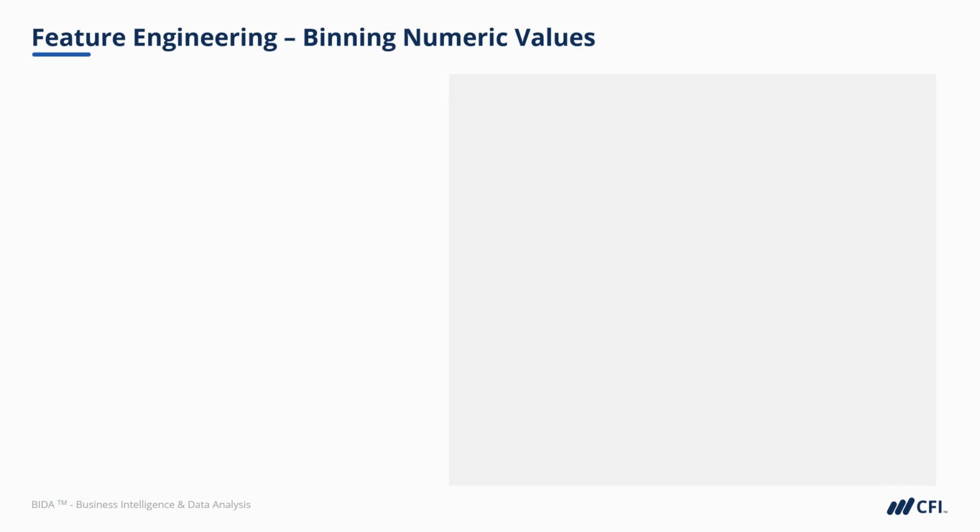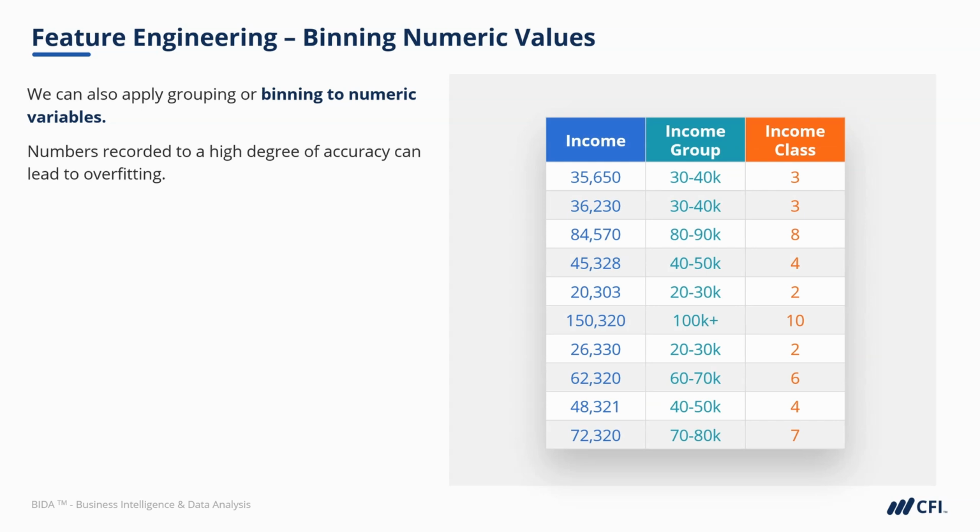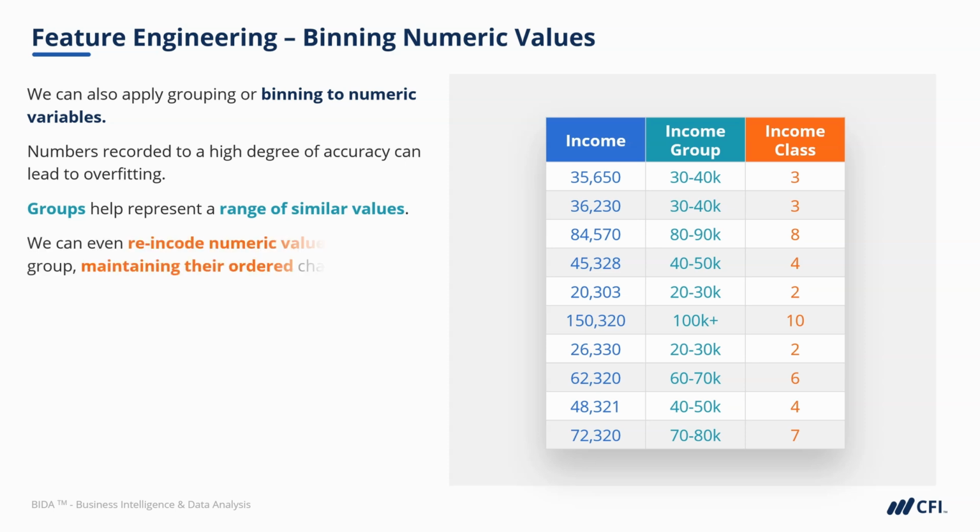We can also apply grouping or binning to numeric variables. Imagine we have this feature showing income numbers recorded to a high degree of accuracy. This level of detail in a feature has the potential to lead to overfitting, and we have to question whether we really need that much detail in our numbers. Instead, we could create those groups of income, which each represent a range of similar values. We could go one step further and re-encode numeric values to each group to maintain their ordered characteristic. But either way, the goal here is to reduce the level of detail present in the data.